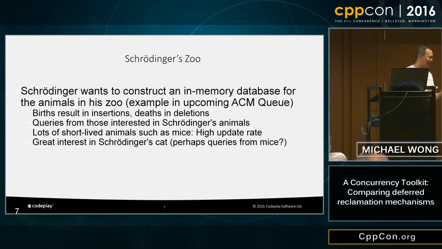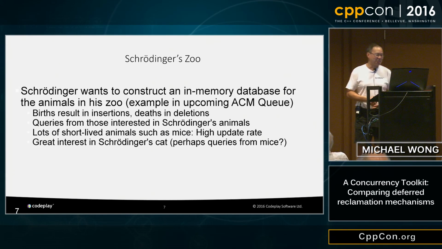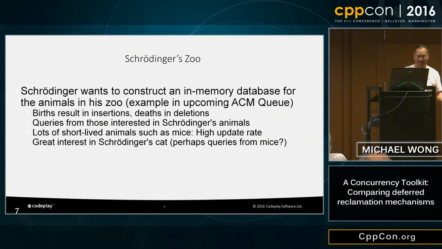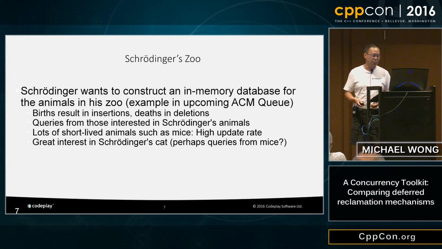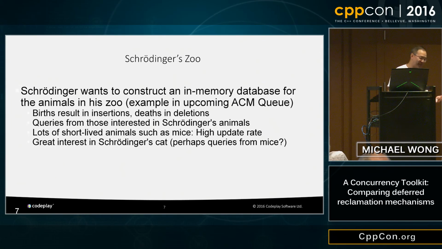So much so that Schrödinger sometimes wonders whether his mice are responsible for these many, many queries. Is the cat still alive? Is it still alive? So regardless of the source, the database has to handle a large volume of cat-related queries without suffering from excessive levels of contention. Both accesses and updates are typically quite short, involving accessing or mutating an in-memory data structure, and therefore synchronization overhead cannot be ignored.